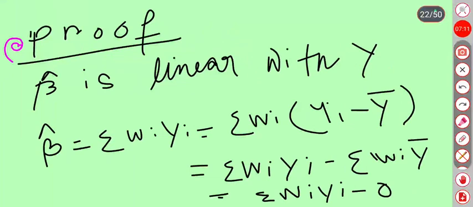Now we prove beta hat is linear in y. So here beta hat is linear in y. We know that beta hat is equal to summation wi yi. Here we use small yi.